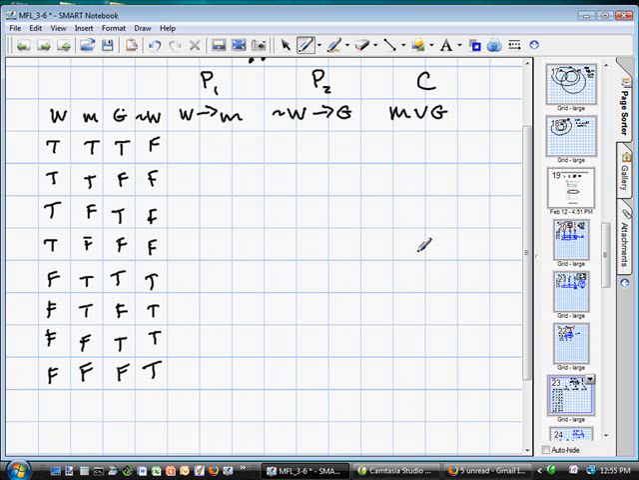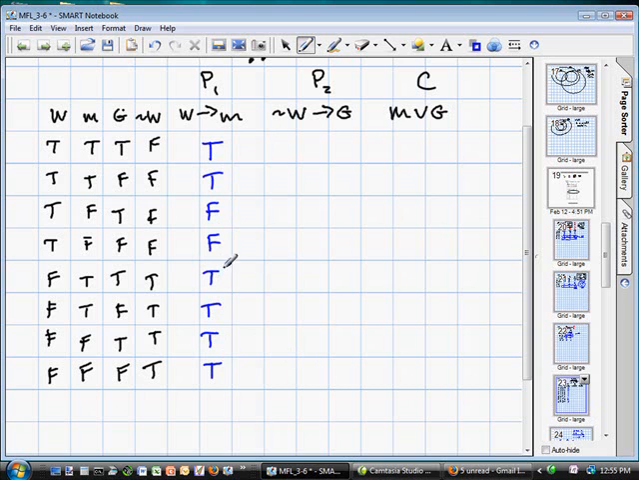Let's start doing the, I already did the not W up there on the left. So let's do if W then M. Rule, only false when the first one's true and the second one's false. So TT, TT, TF, TF, FT, FT, FF, FF.